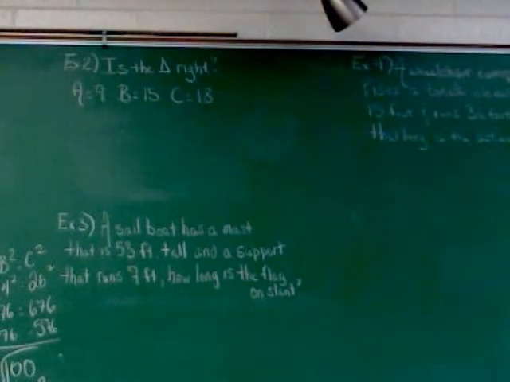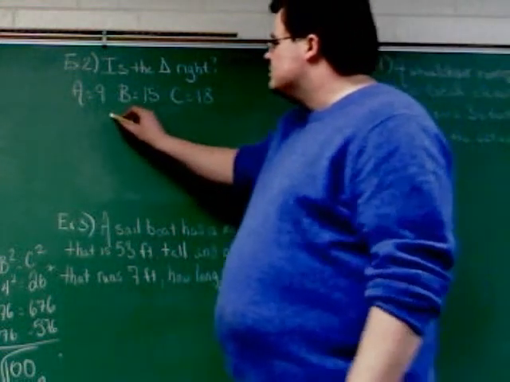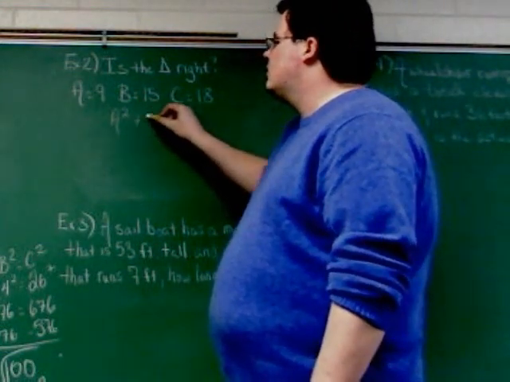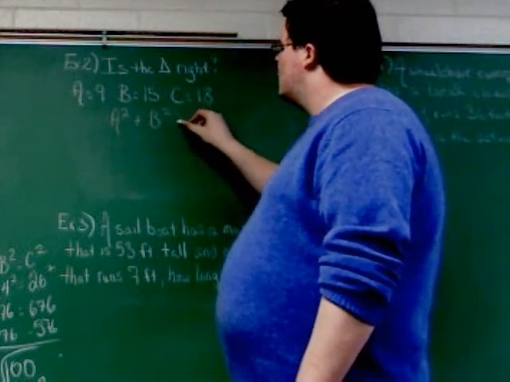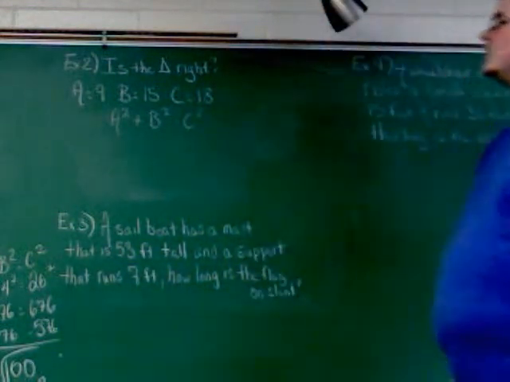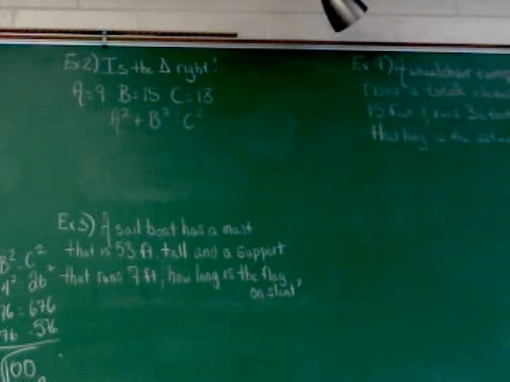Example 2 is the triangle right. So it's a different variation of what we just did. You're going to be using the same formula all the way through today. So the very first thing I'm going to do is write down a squared plus b squared equals c squared. All right. So in this problem, they tell us that a equals 9, b equals 15, and c equals 18. And they want to know if that makes a right triangle.